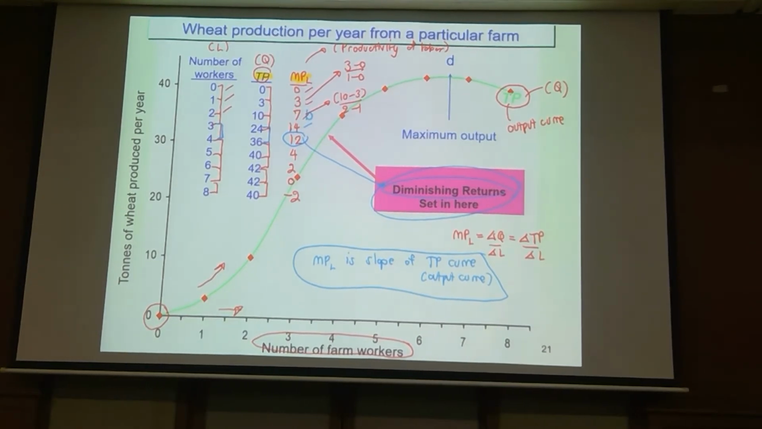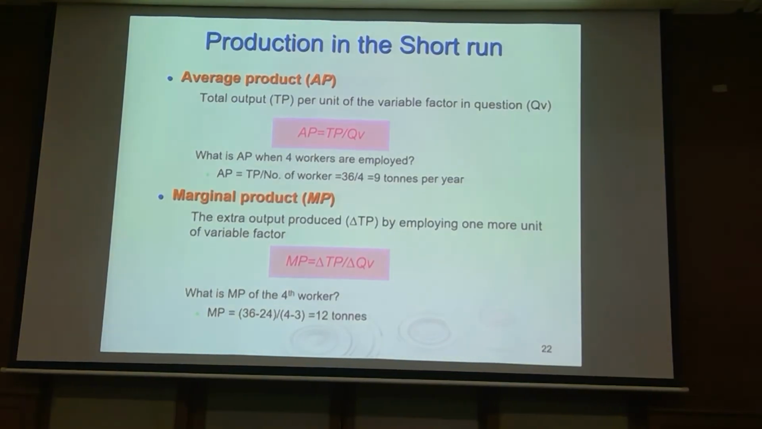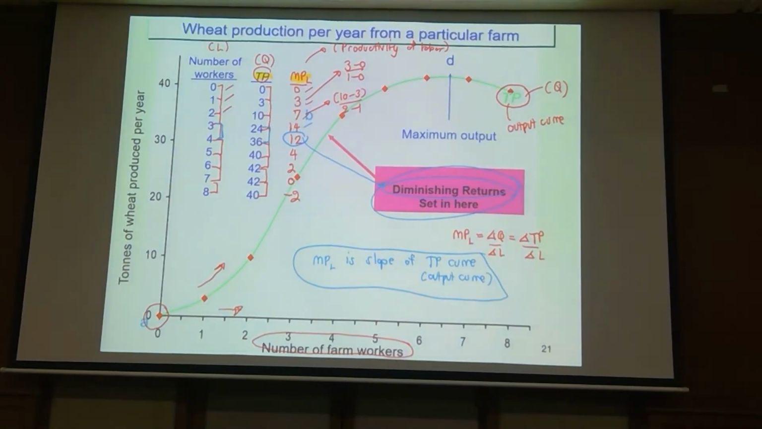We talk about maximum output later. Okay? Right? So we talk about the relationship between marginal product and output. I'll show you later. But from the relationship that we see here, you're going to see that marginal product is actually the slope of the output. Okay? We'll show that later on.